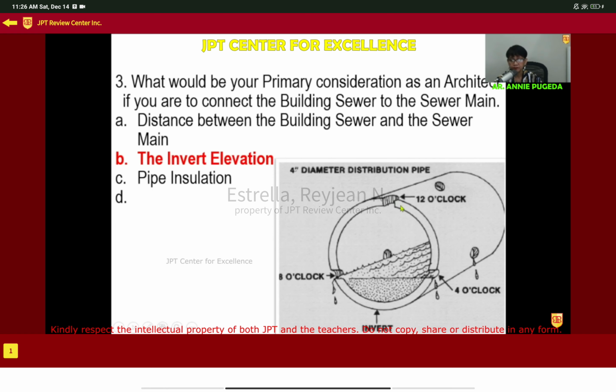So, this is it. This is the crown. This is the invert. This is the spring line. If you overshoot your percentage and end up at 8 o'clock or 4 o'clock, it will leak. You should land at 12, or the 10 o'clock or 2 o'clock position. So, those are the safe ones. 10, 12, 2. But if you are at 6 o'clock or 4 o'clock, you are still at the invert, so it can hold liquid and leak.